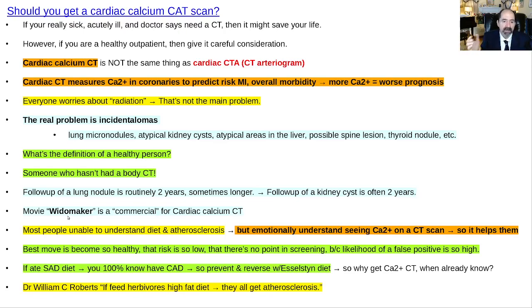Why not just eat the Esselstyn diet, 100% plant-based, low-fat, and then you won't get coronaries, and you're done with the problem. You solve it. It becomes a non-issue. That's the smart thing to do.